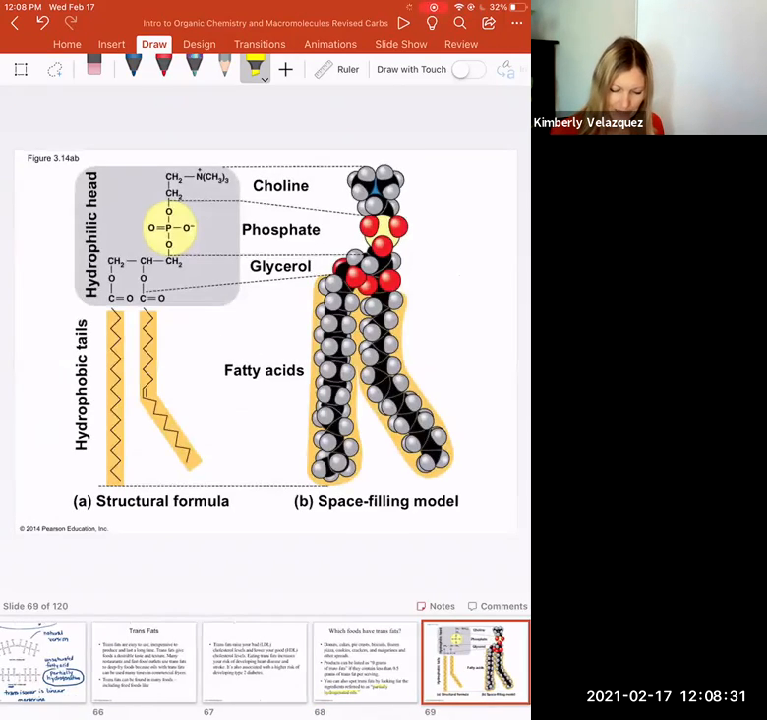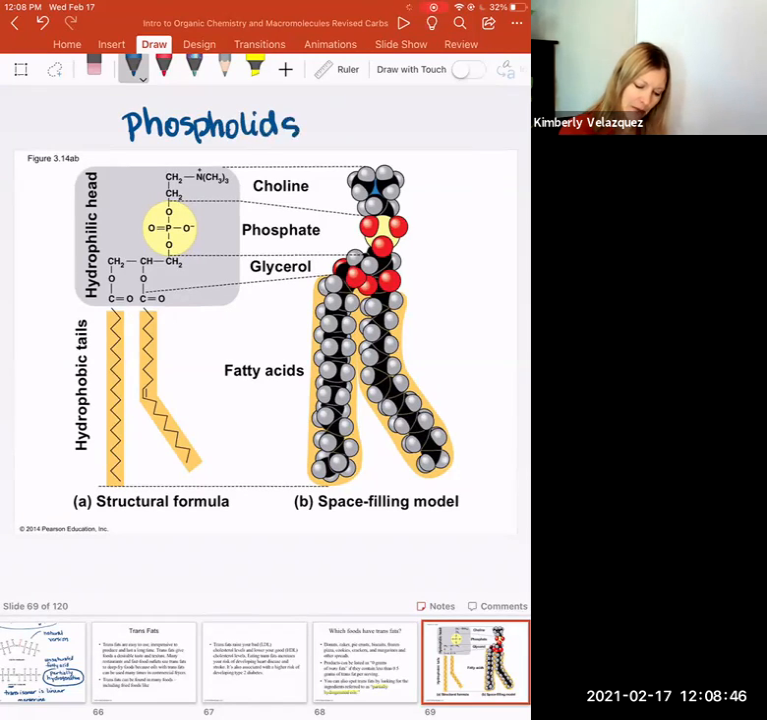Okay, moving on from trans fats, let's look now at the fatty acids that make up the phospholipids. So remember, these are phospholipids, they make up all of our cell membranes. So the plasma membrane on the outside of the cell and all of the membranes within the cell, all the membranous organelles. So polar head, which is water-loving, hydrophobic tails, because those are fatty acids.